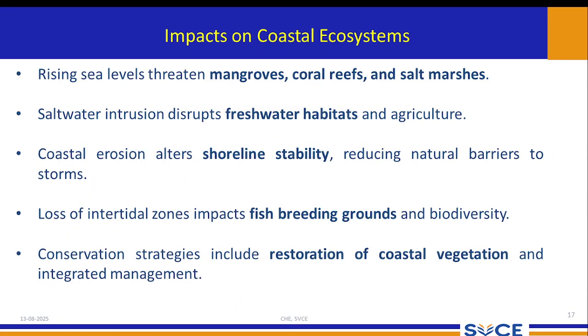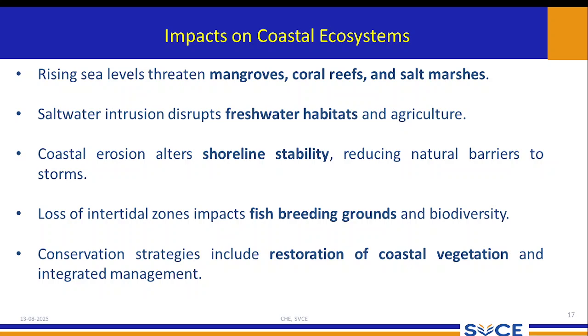Impacts on coastal ecosystems. Rising sea level threatens mangroves, coral reefs, and salt marshes. So how has the coastal system been affected? The marine life, the coral reefs present underneath the sea. If you have seen videos shot by scuba divers, you might have seen how coral reefs look. Go and see the coral reefs. Rising sea level threatens the mangroves, coral reefs, and salt marshes.